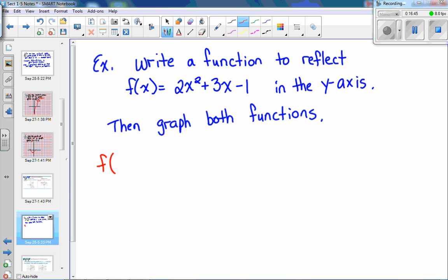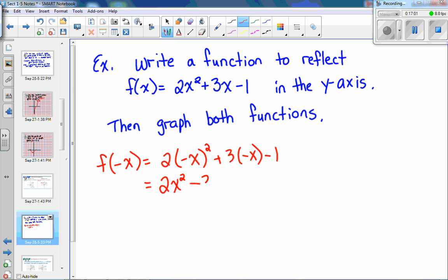I would change it. I'm going to evaluate f of negative x. So I get 2 times (negative x) quantity squared plus 3 times negative x minus 1. Squaring a negative is still going to result in a positive. This would be minus 3x minus 1. So take a minute to type this into your calculator and then this one, and compare those. You're going to see a reflection in the y-axis.